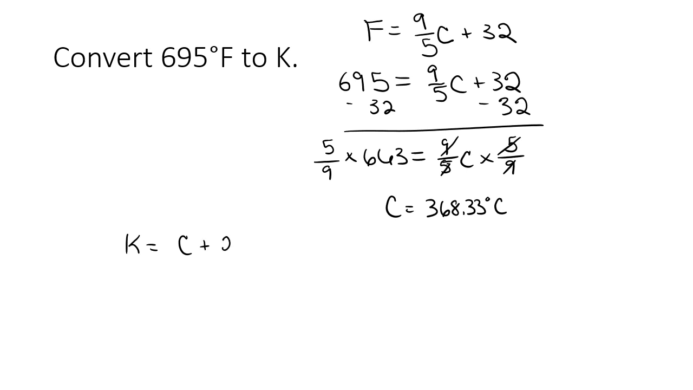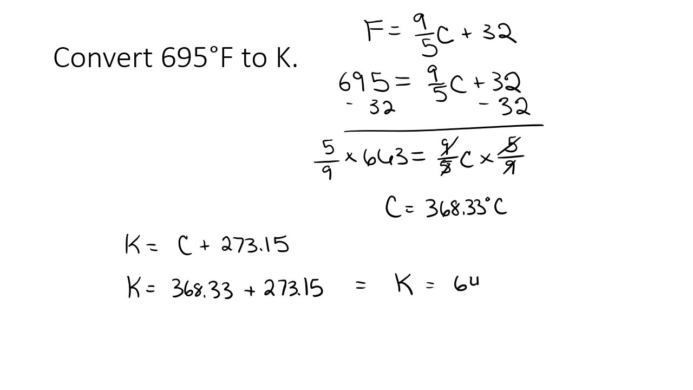So the Kelvin temperature is Celsius plus 273.15. We found that the Celsius temperature was 368.33 degrees. If I add 273.15 to that, I get that the Kelvin temperature is going to be 641 Kelvin. And again, I'm going to follow the idea that 695 at the initial value had 3 significant figures, and so it probably makes sense to report my final answer with 3 significant figures.